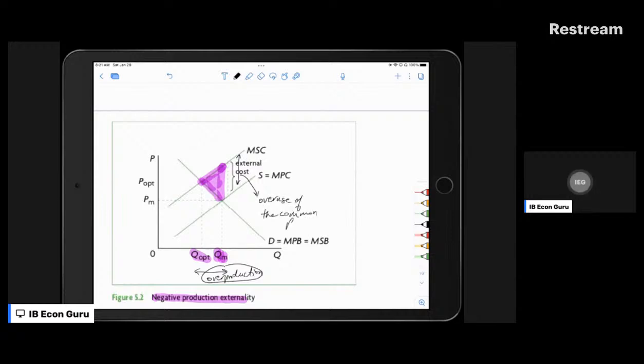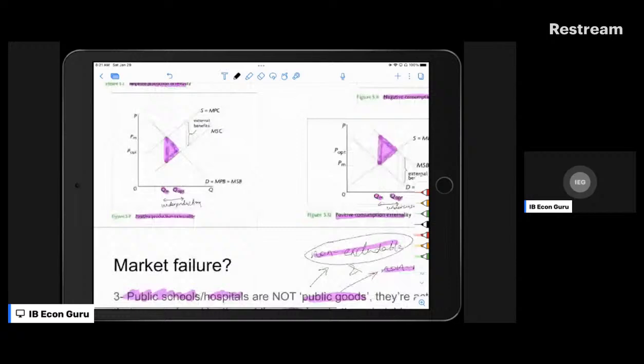Make sense? So you can't really draw a diagram for a common pool resource itself, but you can draw a diagram for the product that is produced using this common pool resource, and the negative externality is the overuse or the degradation or the depletion of the common pool resource that is associated.